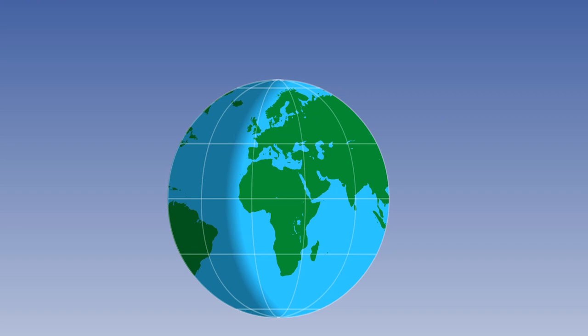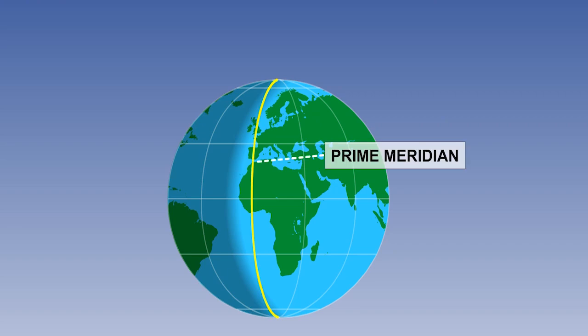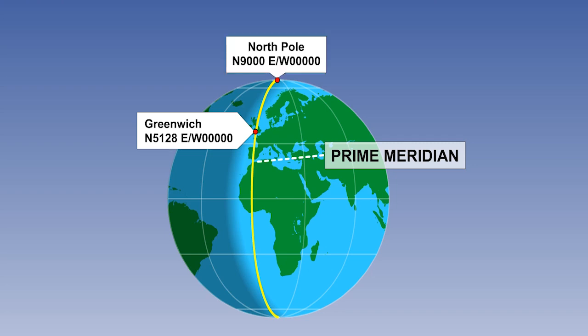We will start on the prime meridian. The town of Greenwich is at north 51°28' and east-west 000°00'. We will travel north, thereby remaining on the prime meridian, all the way to the North Pole, at latitude north 90°00'.